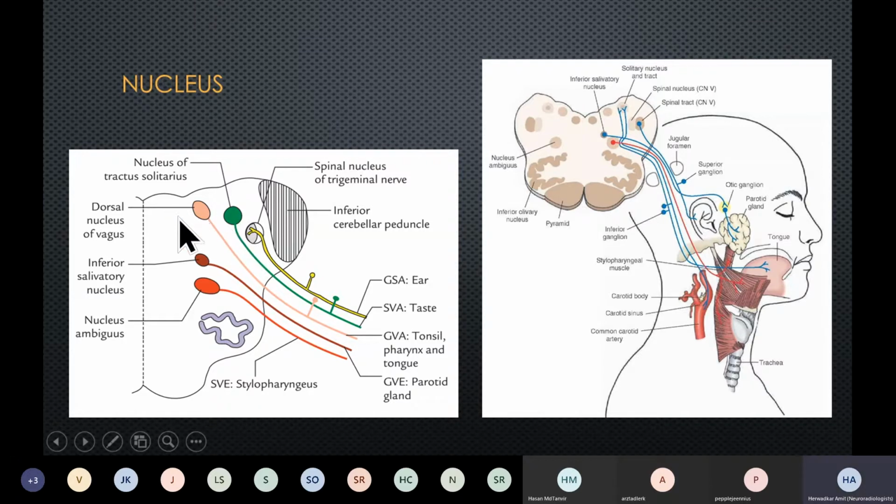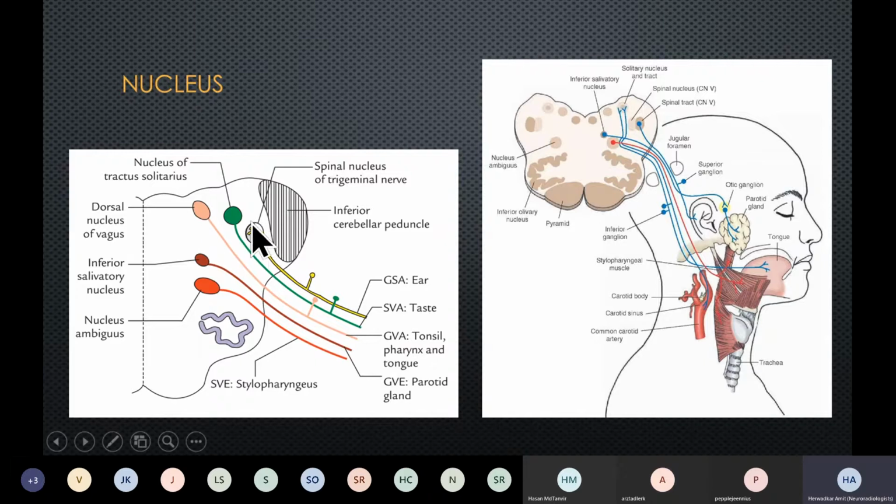And then we have got the dorsal nucleus of the vagus, which gives off fibers which will detect the baroreceptors along the carotid sinus, but will also control some of the cardiac fibers. So again, this is a common shared nucleus.